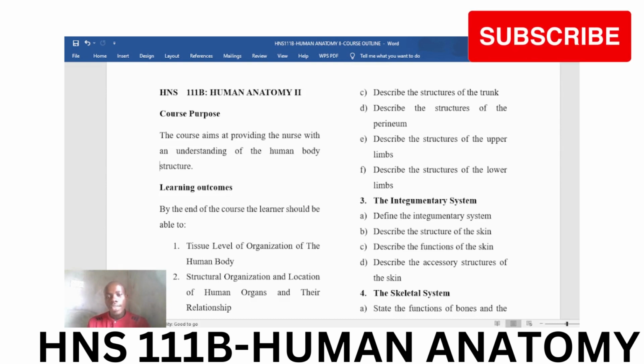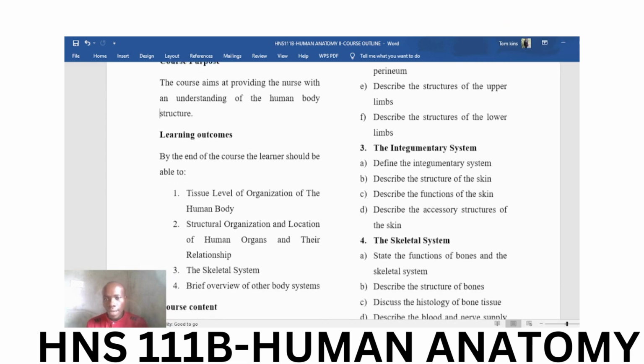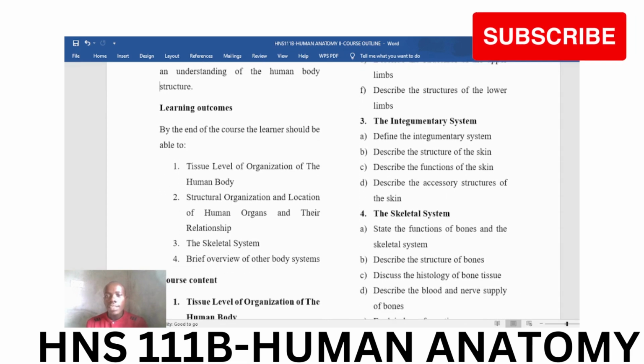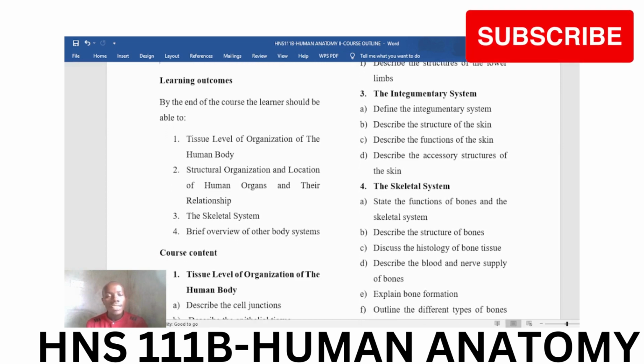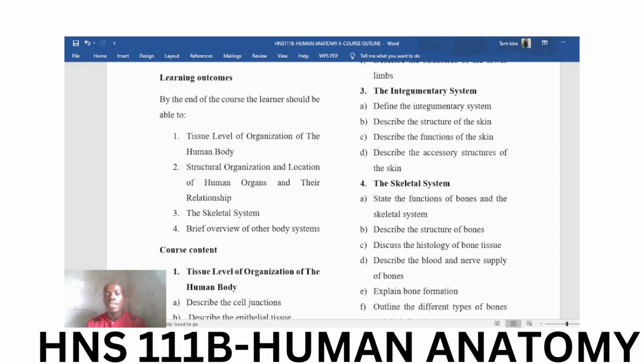From there, we'll be looking at the integumentary system, where we're going to define the integumentary system, describe the structure of the skin, describe the functions of the skin, and describe the accessory structures of the skin.